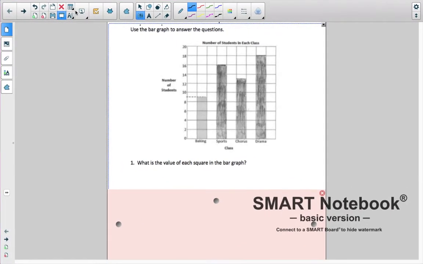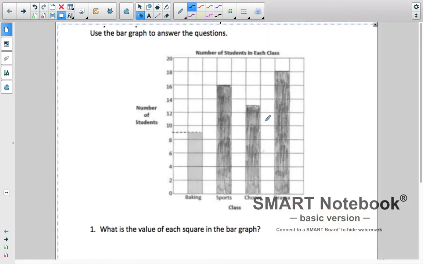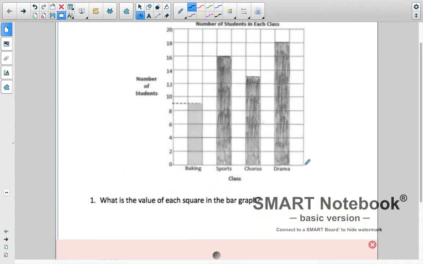We're going to be working on week 6, day 2. So the first part says to use this bar graph to answer some of the questions. So we're going to look at each question piece by piece. So it says, what is the value of each square on the bar graph? So we want to look at the part where it has our numbers.